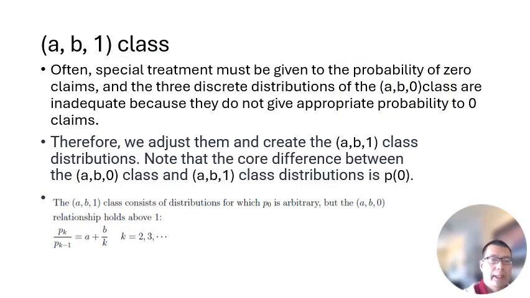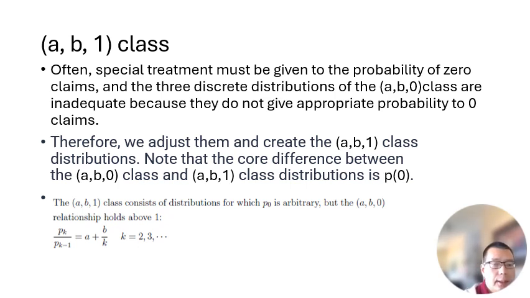Now let's talk about AB1 class. Often, special treatment must be given to the probability of zero claims, and the three discrete distributions of the AB0 class are inadequate because they do not give appropriate probability to zero claims. Therefore, we adjust them and create the AB1 class distribution. Note that the core difference between the AB0 class and AB1 class distribution is just p0, the probability of zero claims.